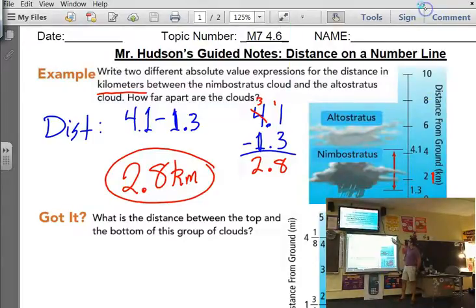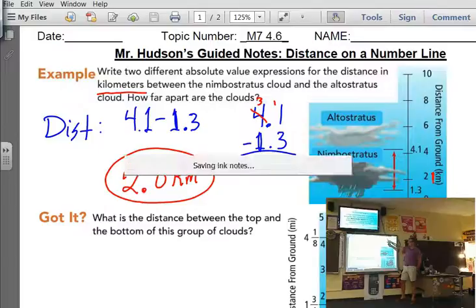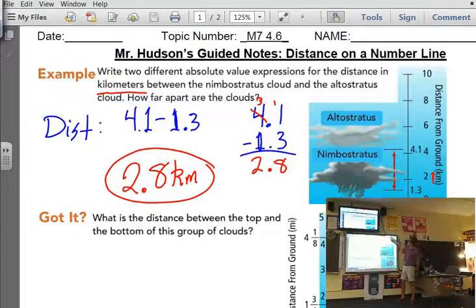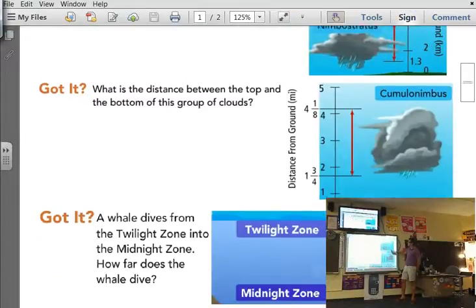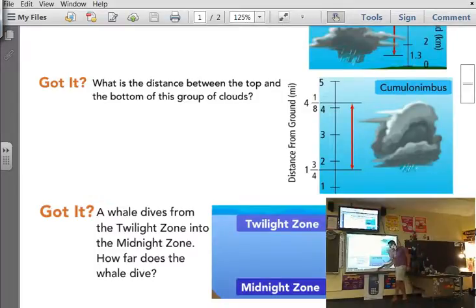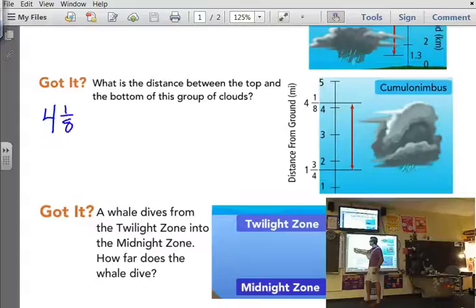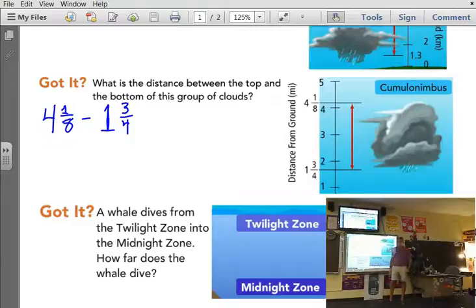So now, I want you guys to try that with the next one, but be careful, we have mixed numbers there. Be careful with the mixed numbers. You may work with a partner or check answers with a neighbor, whatever you want to do. How do we find the distance between these clouds?